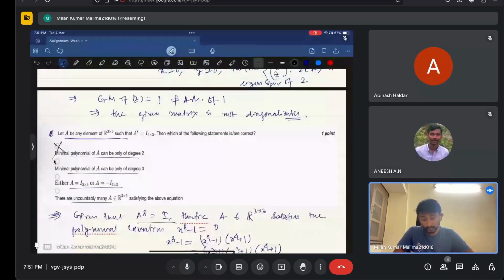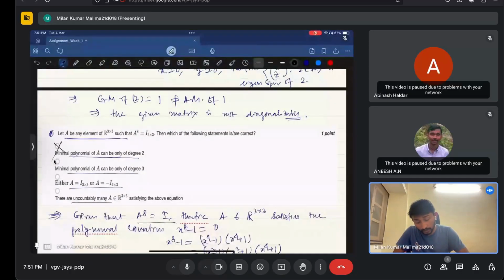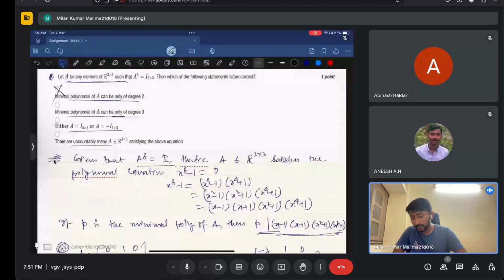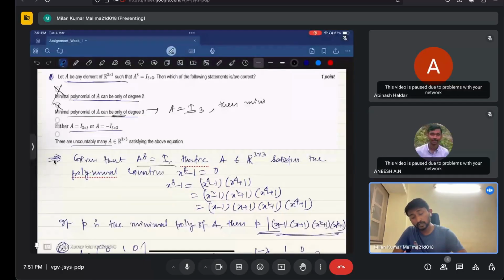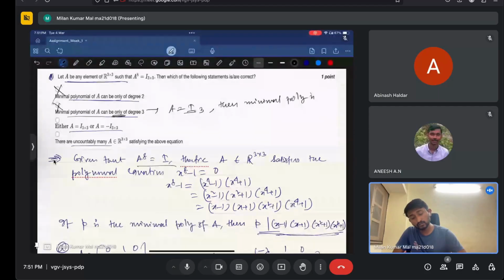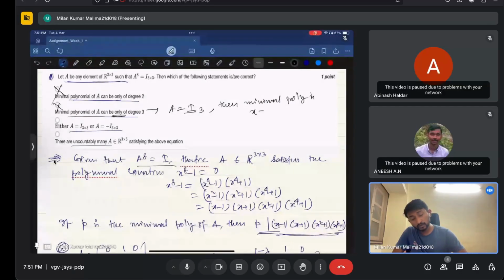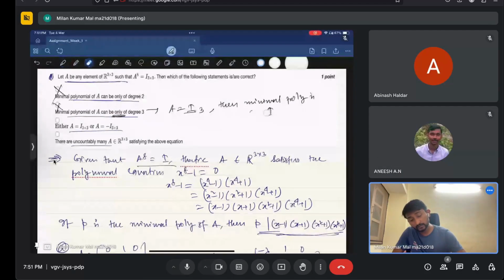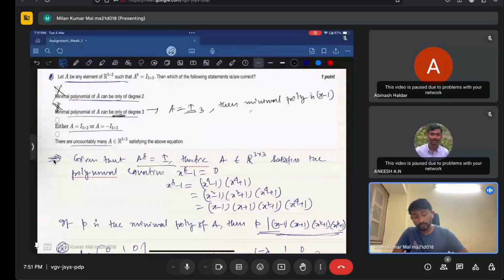Now, the option that the minimal polynomial of A can be only of degree 3 is also not true. Consider A equals the identity, a 3 by 3 matrix. Then the minimal polynomial is x minus 1 basically. So this option is not correct. Either A equals identity or A equals minus identity, that is also not correct, because we have been given that A is this way.